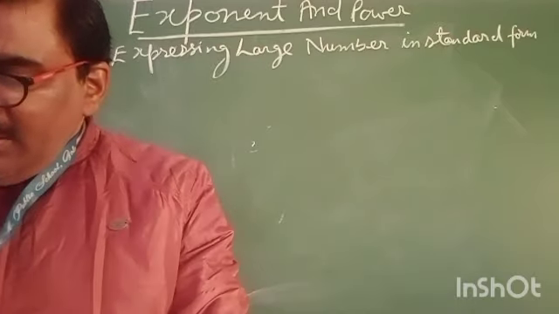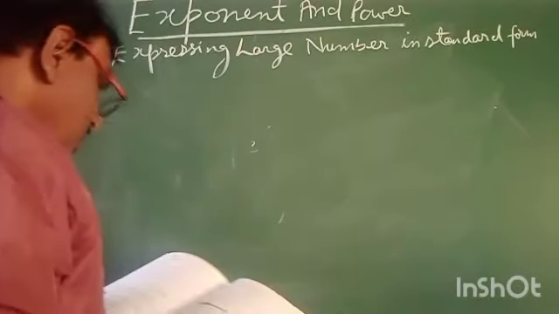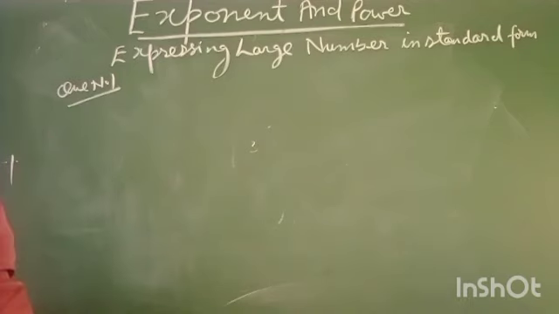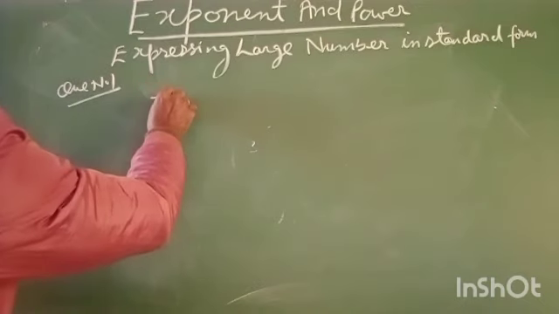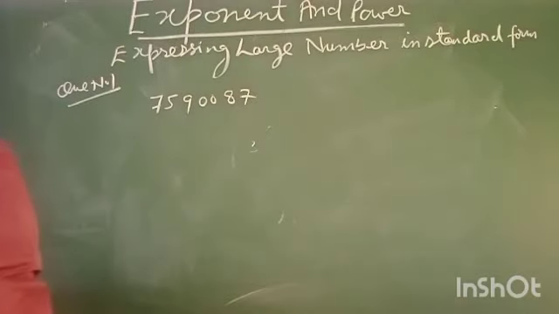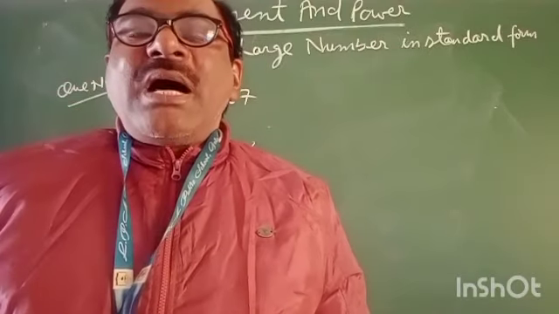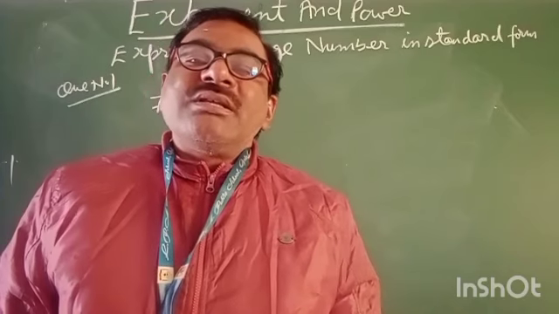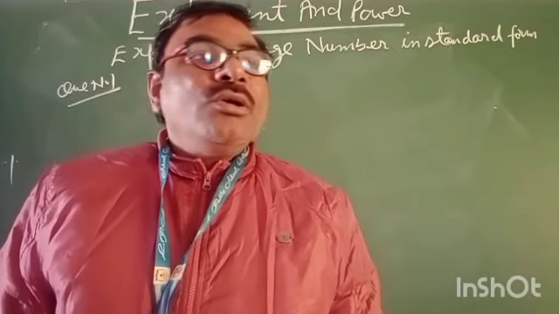For this I will take a question which is given in your slide 11D. Question number 1 is: express this number in standard form, 7590087. So dear student, how to express this number in standard form? I have already told you that standard form is expressing any number between 1 and 10 times a power of 10.